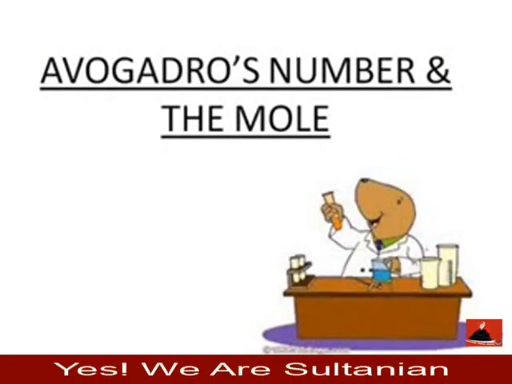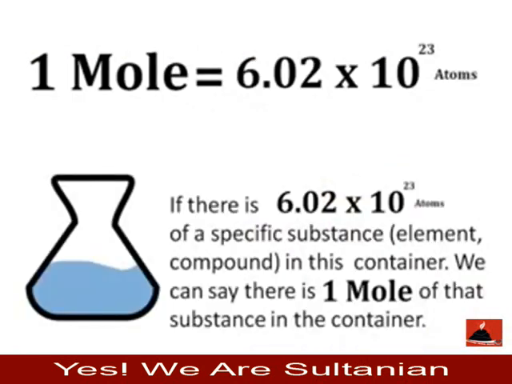This is all about Avogadro's number and the mole and how to apply it. So what is the mole? 1 mole is just equivalent to 6.02 times 10 to the 23 atoms. So if we look at this cartoon container here, we can say that if there is 6.02 times 10 to the 23 atoms of a specific substance, for example, an element or a compound, in this container, we can say that there is 1 mole of that substance in the container.